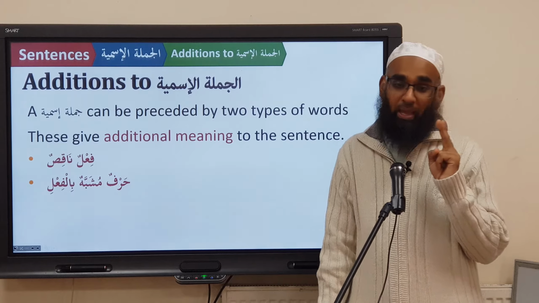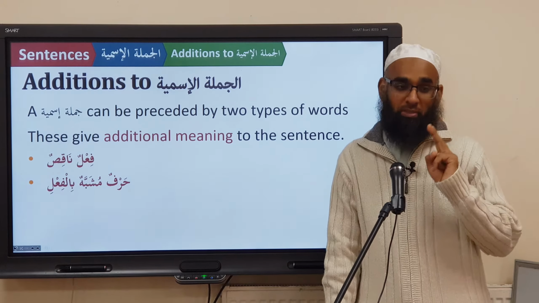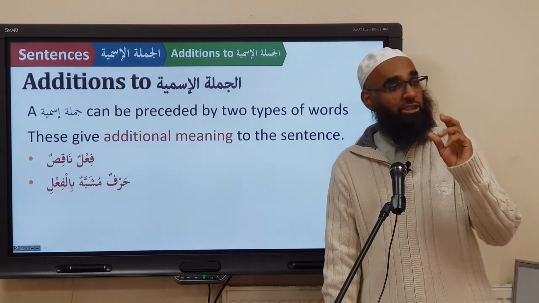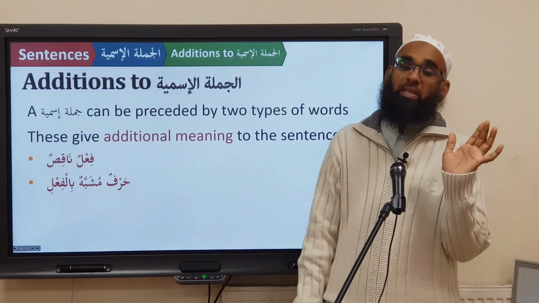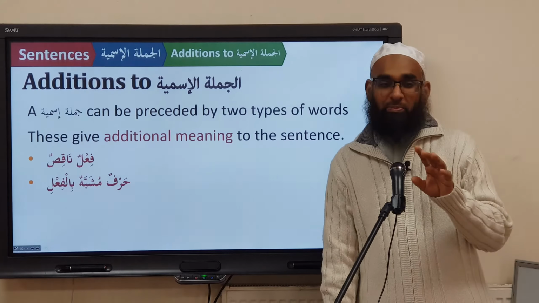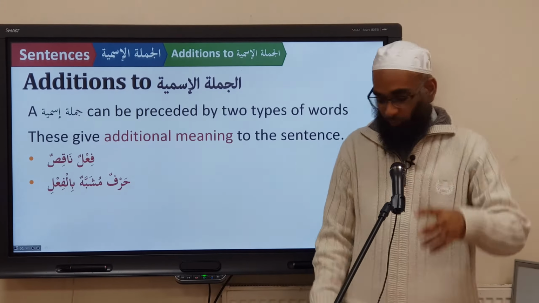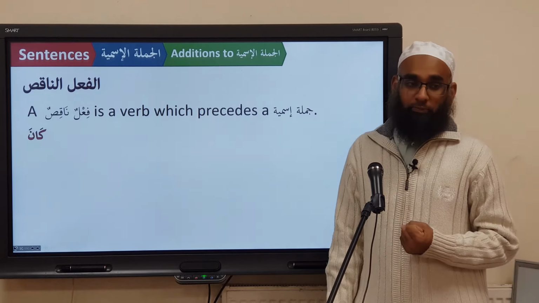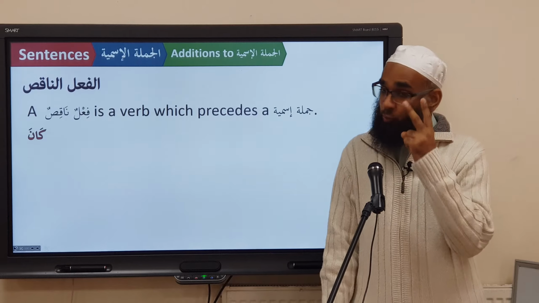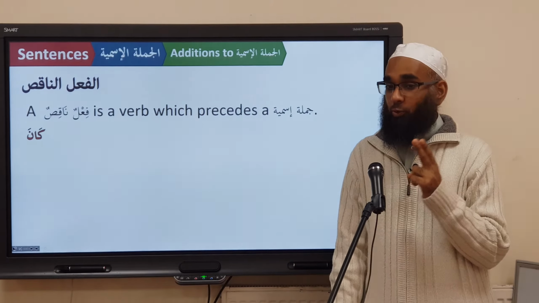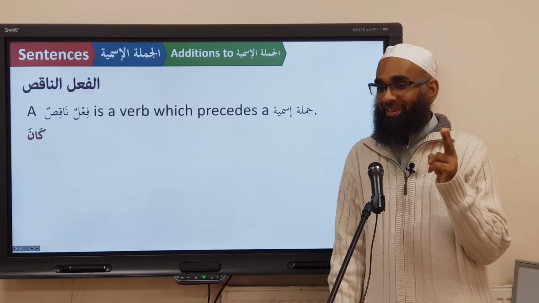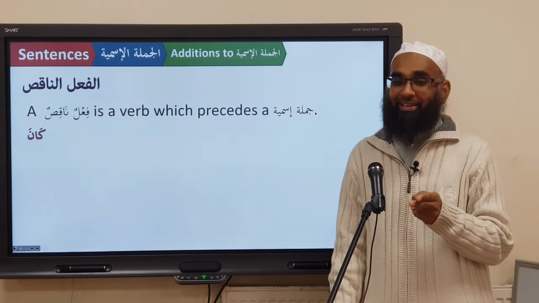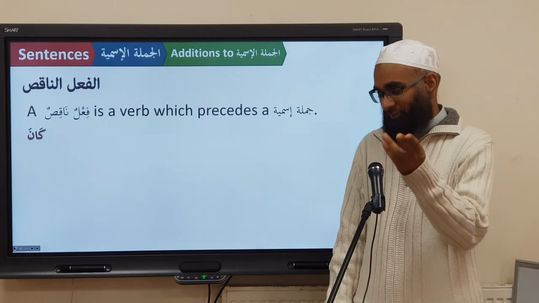These are the two types of words you can add to a jumlatun ismiya, and it slightly changes the meaning of the jumlatun ismiya. So if you get bored of jumla ismiya, we add on some more stuff. Okay? Right. So we're going to do two fa'lun naqis. It would be fa'lani, because dual, isn't it? Fa'lani, then naqisani. That's very good. But anyway, that's on the side.